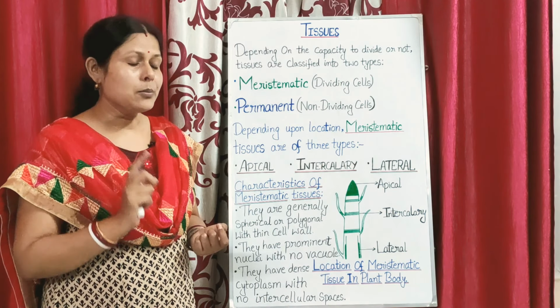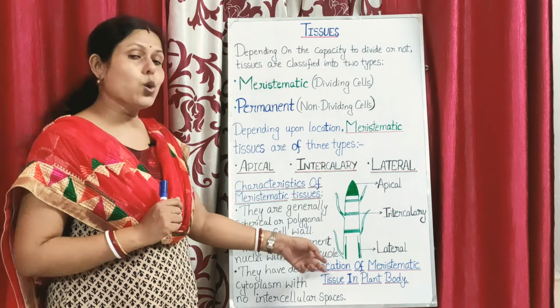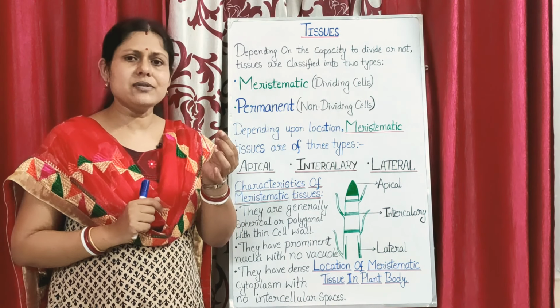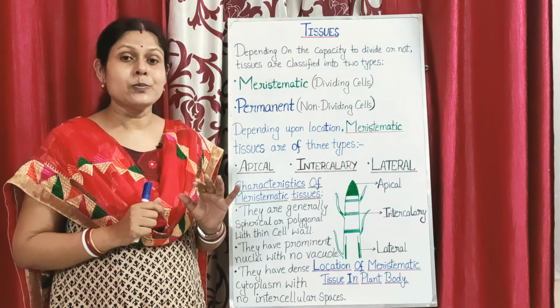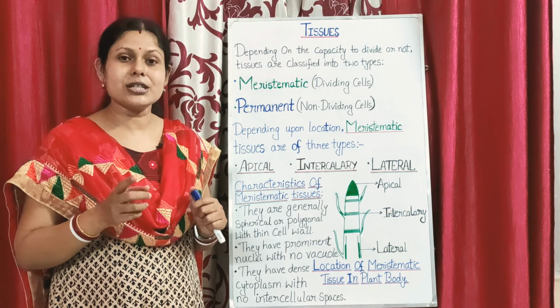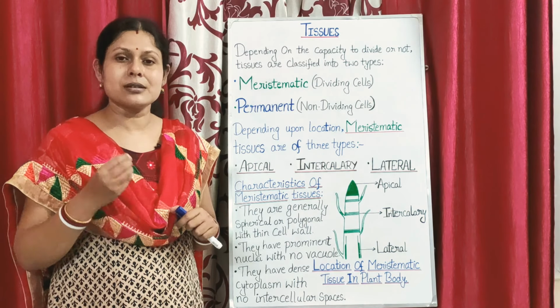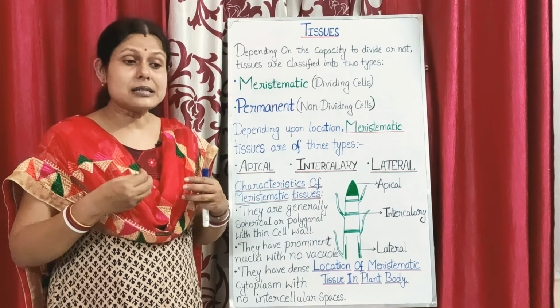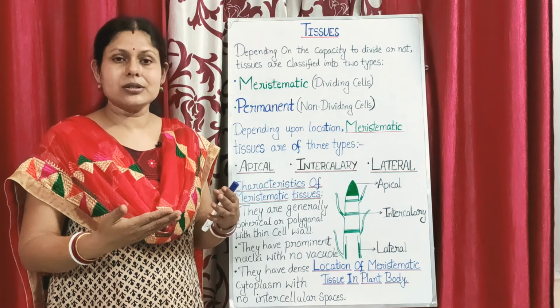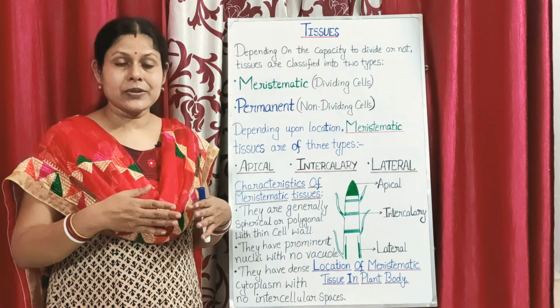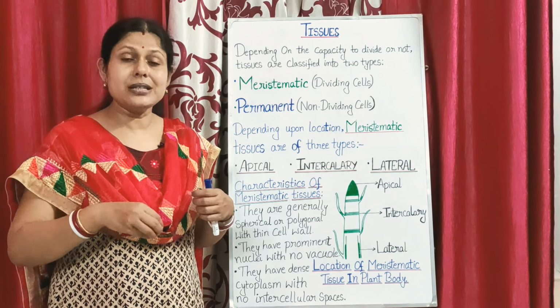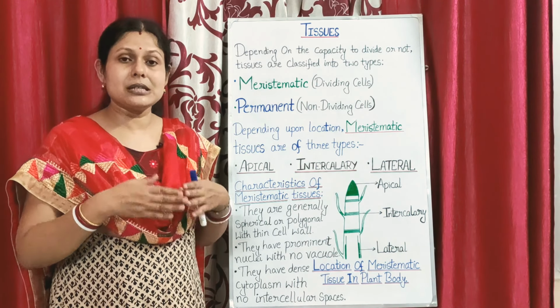Meristematic cells have a prominent nucleus with no vacuoles, or even if they have vacuoles, the vacuoles are very minute, because vacuoles are associated with storage of reserve food materials, some pigments and so on. Since they are in an active condition of division, there is no need to store anything. Extra energy is needed, that is, ATP synthesis.